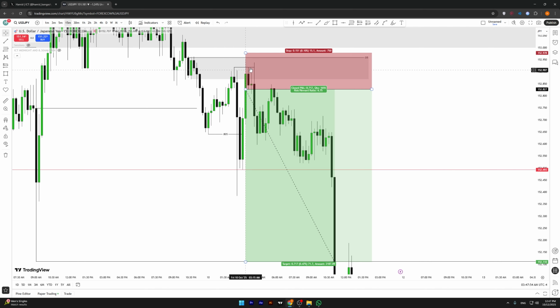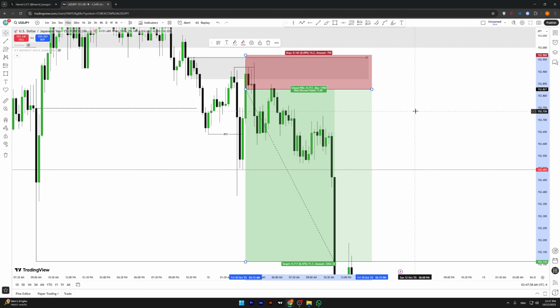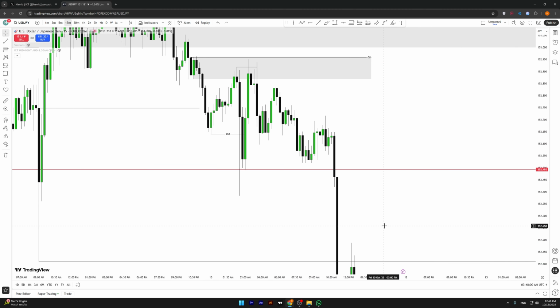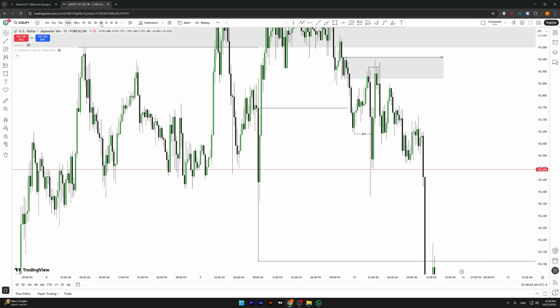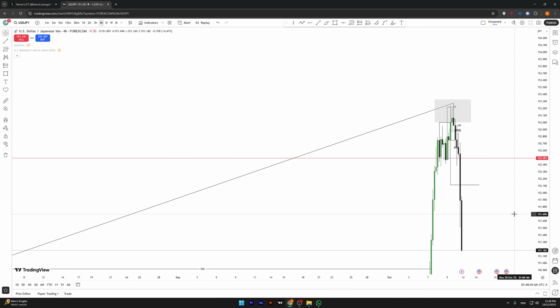This was my target, which was almost a 1:5 risk to reward ratio. So let me explain it again to you. I hope you understand this.